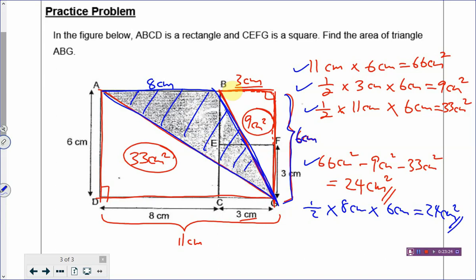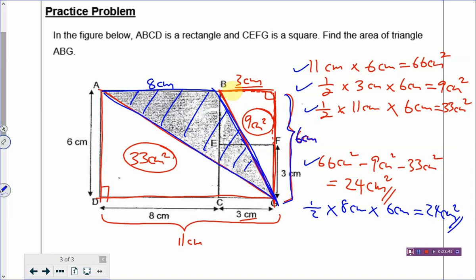So where do you apply methods? You apply methods when you're finding area of irregular shapes. Okay? But sometimes, even when you're asked to find the area of regular shapes, you still have to apply methods. Why? Maybe the base is not given to you, or maybe the height is not given to you. Then you have to apply methods, right, to find the area of this shaded part.